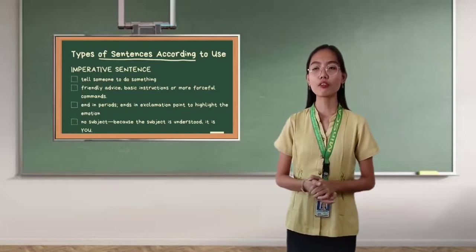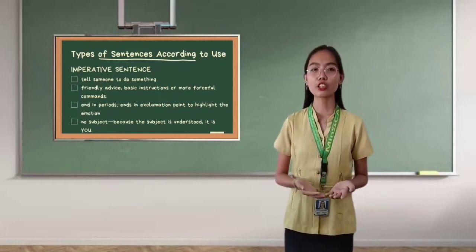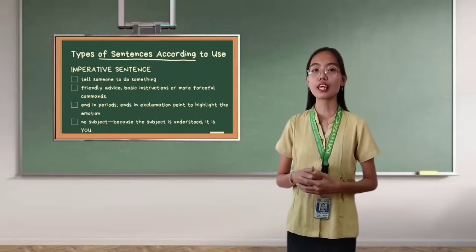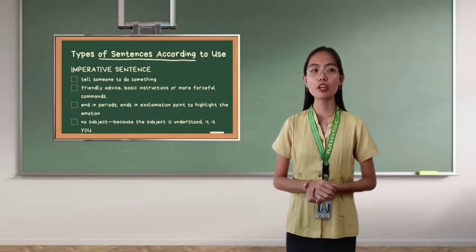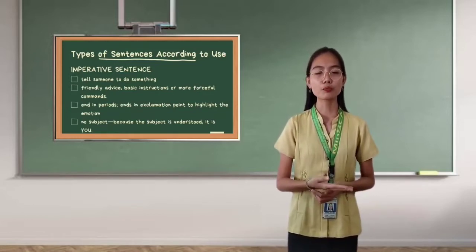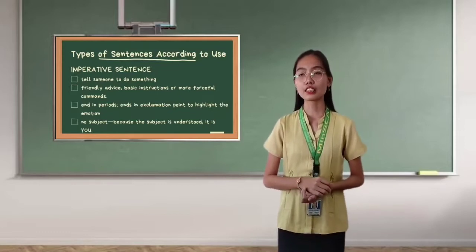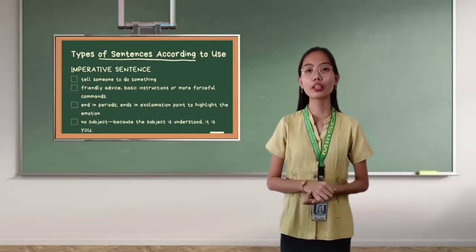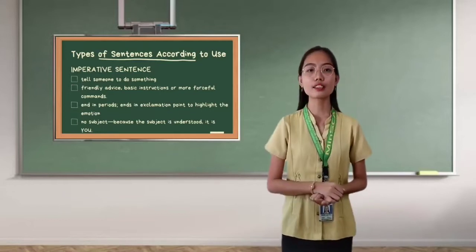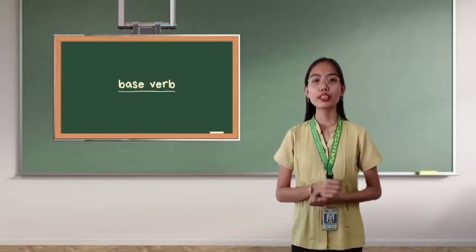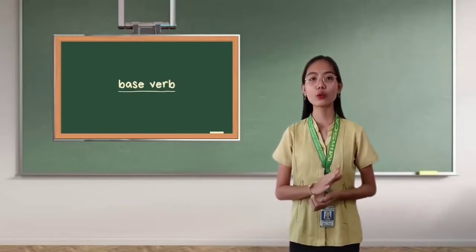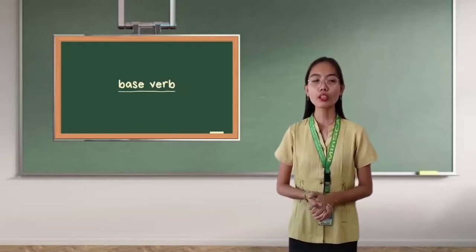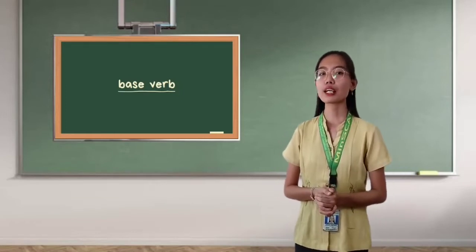This can be in the form of friendly advice, basic instructions, or more forceful commands. Many imperative sentences end in periods, but some of the more forceful demands may end in an exclamation point to highlight the emotion. So the usual word order for the imperative sentence is the base verb. Take note, class, that there is usually no subject because the subject is understood and it is you. So imperative sentences can be positive or negative.